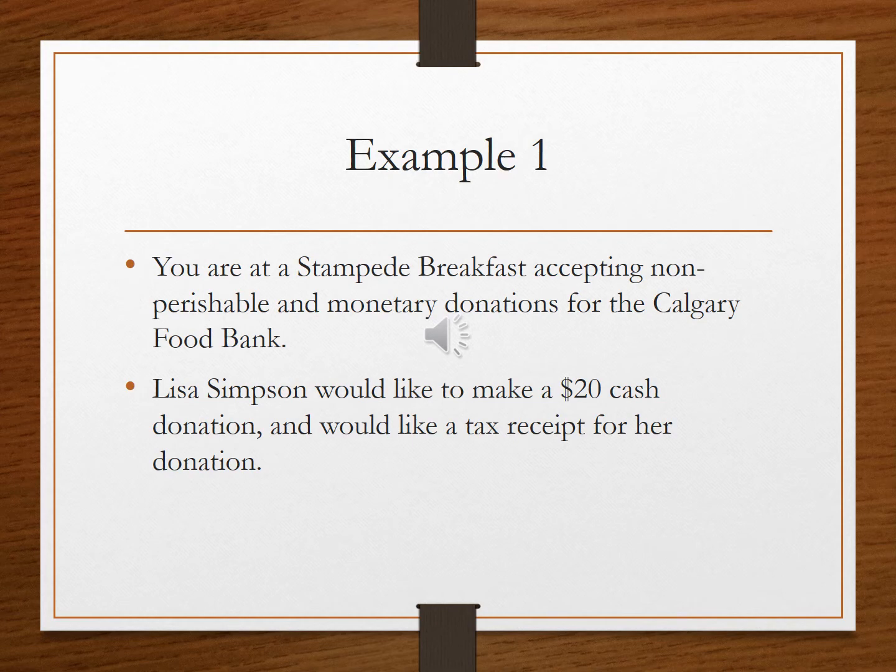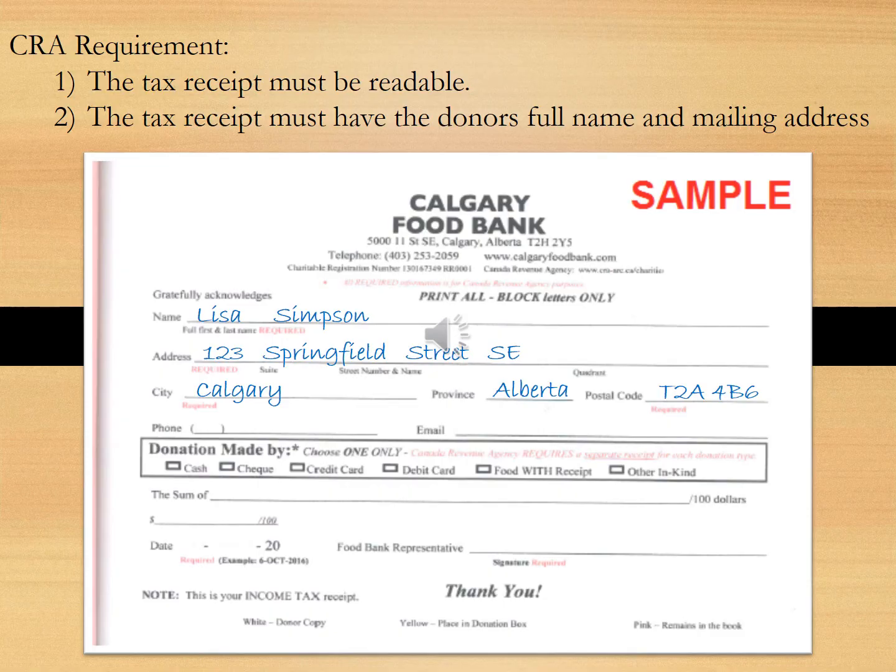In our first example, you are at a Stampede breakfast accepting non-perishable and monetary donations for the Calgary Food Bank. Our donor, Lisa Simpson, would like to make a $20 cash donation, and she would like a tax receipt for her donation. To meet Canada Revenue Agency's requirements, you must first ensure that the tax receipt is readable.